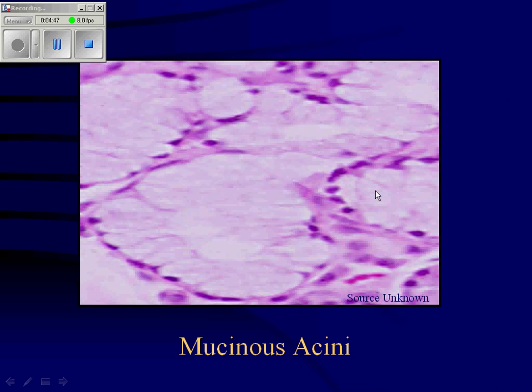And these are those mucinous acini, and you can see they're just full of mucin. The nuclei are up against the base of the cell, and what you're going to see in cytology is just a very big vacuole that takes up most of the cell.